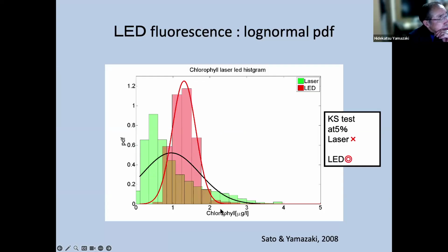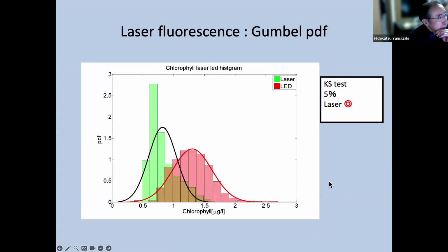LED shows a normal distribution after you take the log. But laser, it's not. It still has a long tail, so you take one more log. This is called the Gumbel distribution, or some people call it hazardous distribution, because the tail is so long. Extreme values can take place with very small probability, but it does not diminish to 0. It still exists.